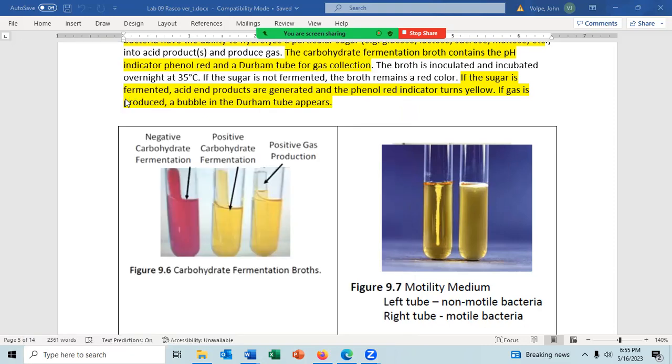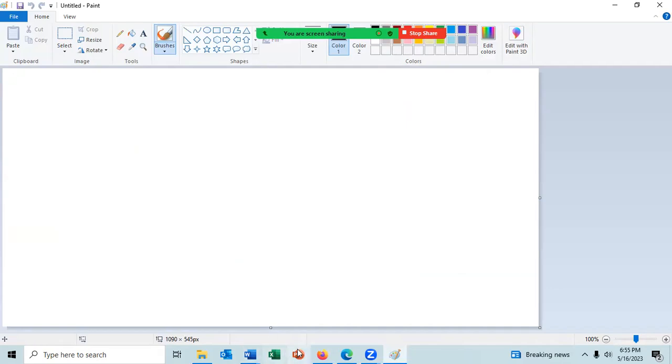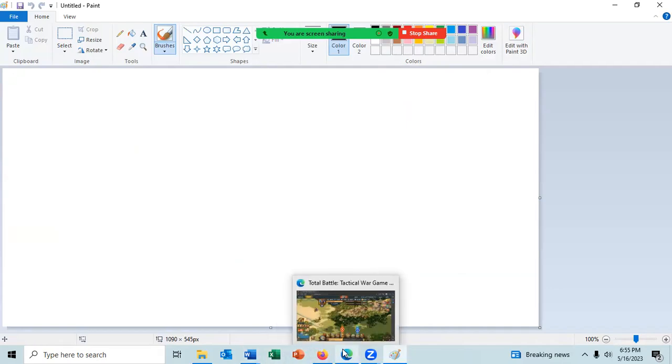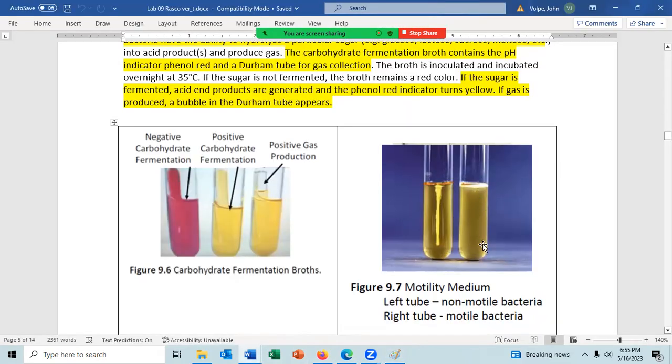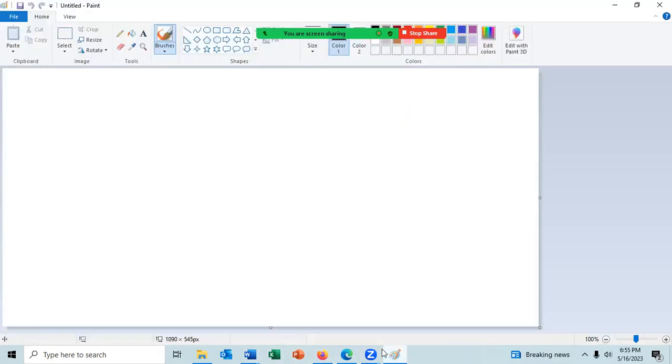And that's why the tube is cloudy everywhere. Let me go back to that picture. That's why the tube is cloudy everywhere. The bacteria swam away from the stab mark. And you notice how this tube is clear there. It's cloudy there because there's growth everywhere in the tube. That's because the bacteria are swimming and they're highly motile. Now, if the bacteria are not highly motile, the bacteria will not swim everywhere.